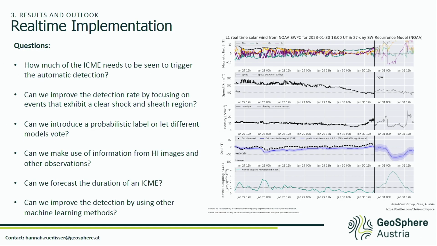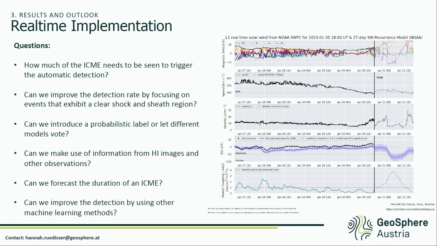Okay, so we now decided how we really want to make the performance better. So what can we then do? One of our next steps is that we really want to try to make a real-time implementation of this pipeline and use it on real-time solar wind. Of course, we have to check if that works because we have some data gaps in the real-time data.